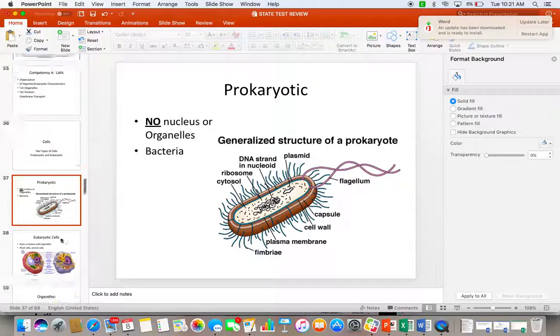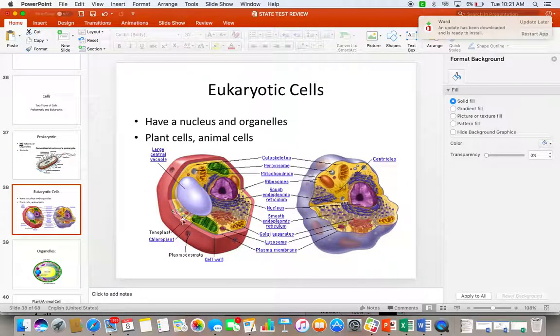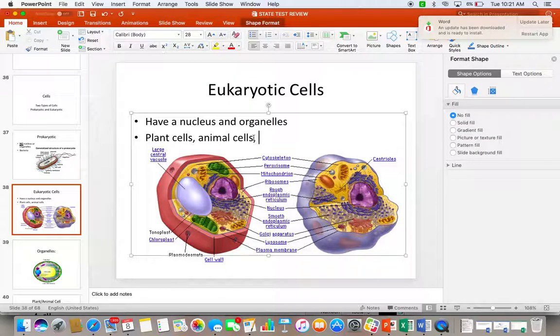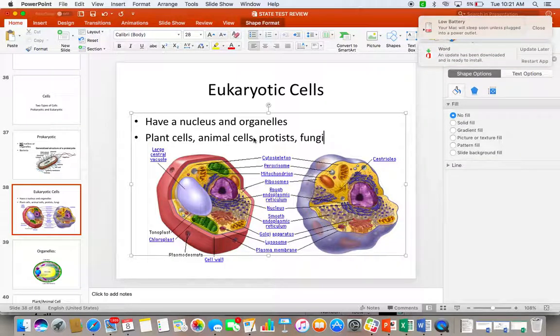Okay? Eukaryotic cells are larger. They're going to have a nucleus. It's plant cells, animal cells. Don't forget protists. And fungi cells are also in this particular category.